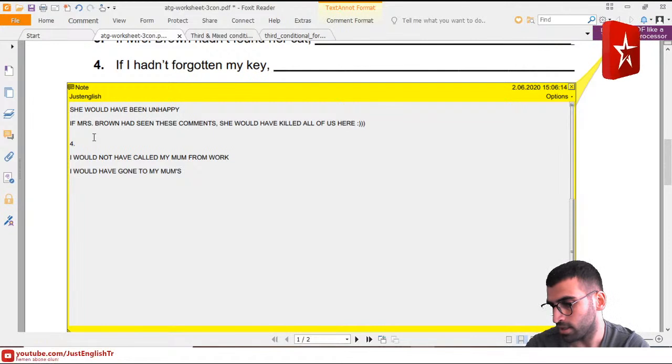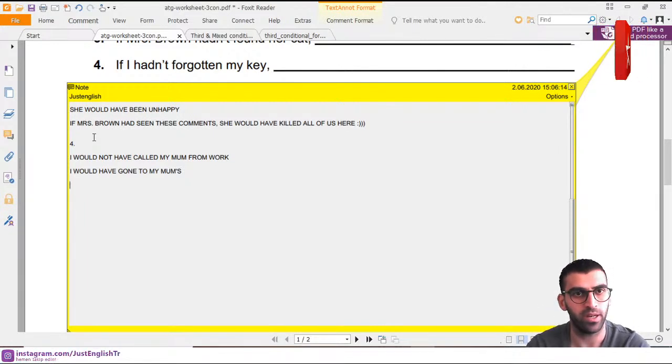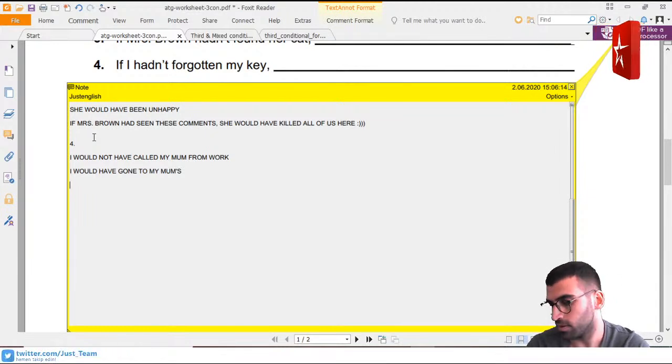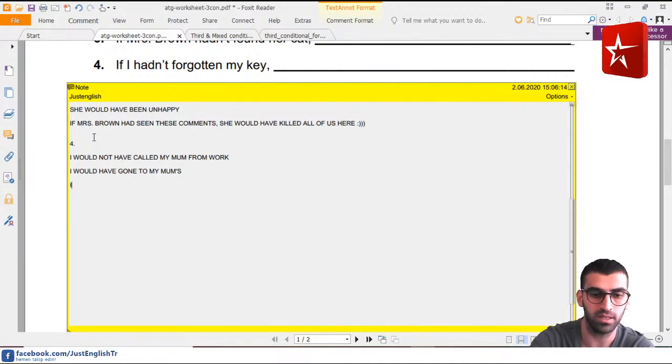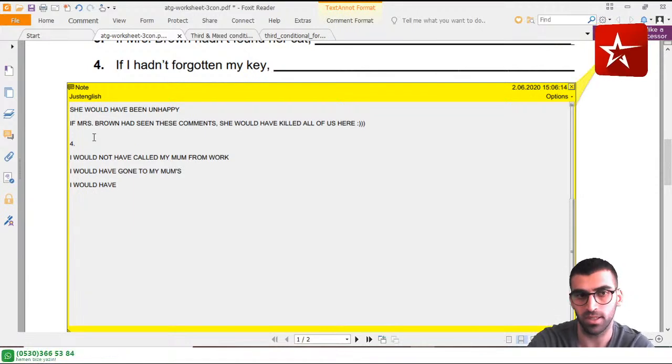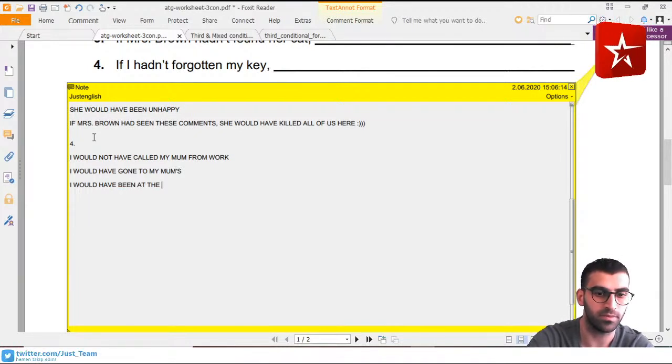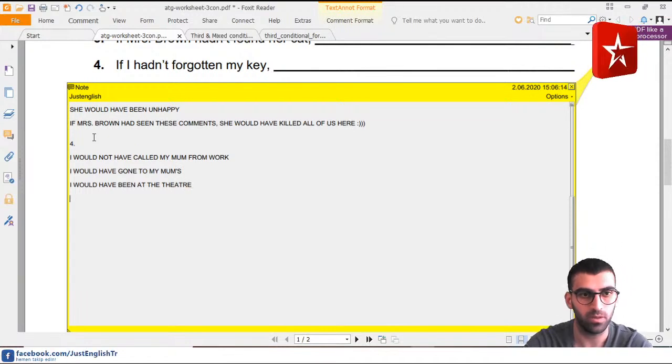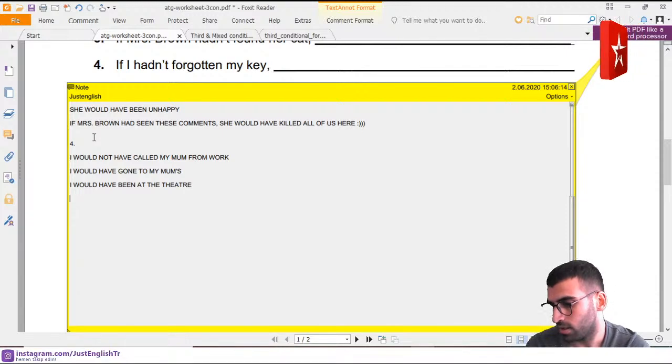Aygün Sametsade. I would have been at the theater if I hadn't forgotten my key. Aygün says, I would have been at the theater. Okay, let me write. But when it comes to the meaning of the sentence, it's a little bit confusing. I would have been at the theater. All right, and it was an answer from Aygün.